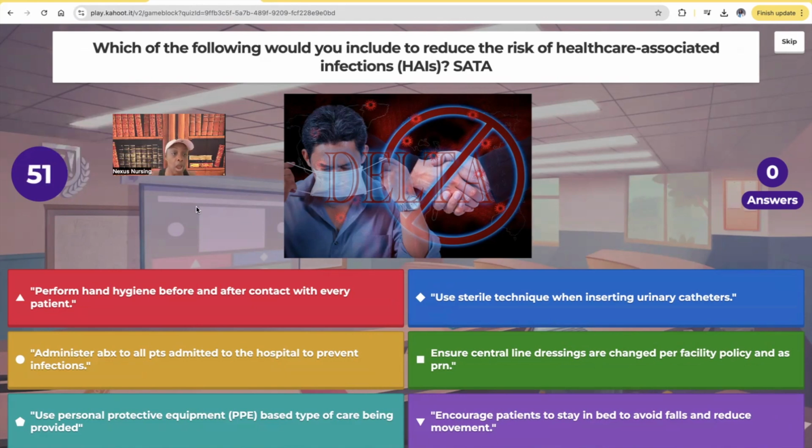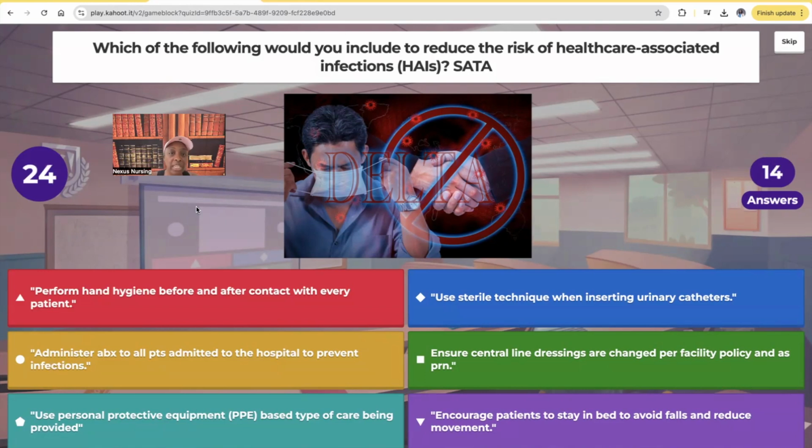Here are your options. Perform hand hygiene before and after contact with every patient. Use sterile technique when inserting urinary catheters. Administer antibiotics to all patients admitted in the hospital to prevent infections. Ensure central line dressings are changed per facility policy and as needed. Use PPE based on the type of care being provided. And encourage patients to stay in bed to avoid falls and reduce movement.